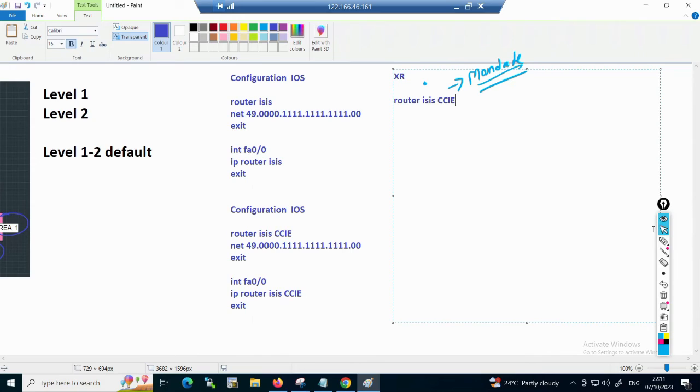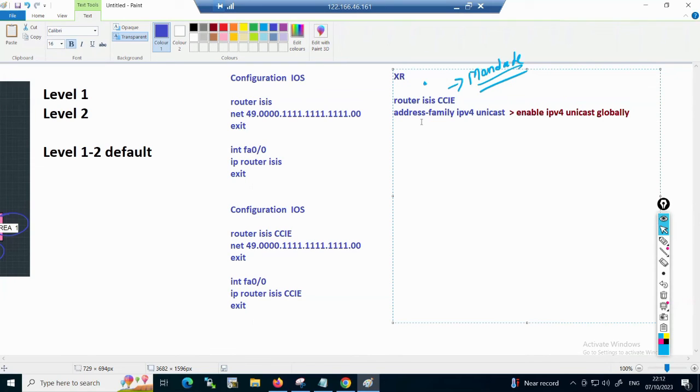Same concept. After that, what happened? I need to tell this guy, hey, you know one thing, because XR does support multiple address families like IPv4 unicast, multicast, IPv6 unicast, multicast. I can say that I run the ISIS protocol for the unicast. This command I have enabled IPv4 unicast globally. That's the first. You need to enable it. I need to tell this guy I'm enabling this protocol for the IPv4 unicast.